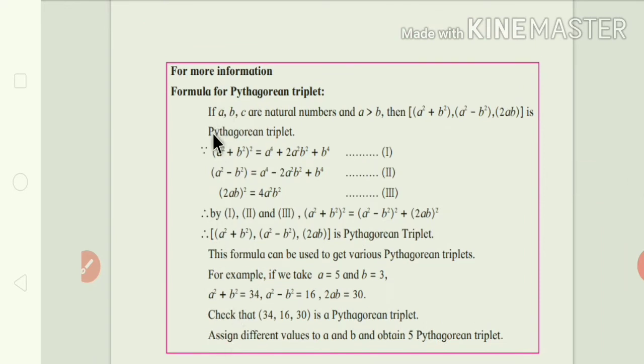Now suppose a, b, c are natural numbers, and here a is always greater than b. Then the triplet is (a square plus b square), in another bracket (a square minus b square), and in another bracket (twice ab). This is the Pythagorean triplet. After the expansion of the given squares, suppose this is the first square, this is the second square, and this is the third square.